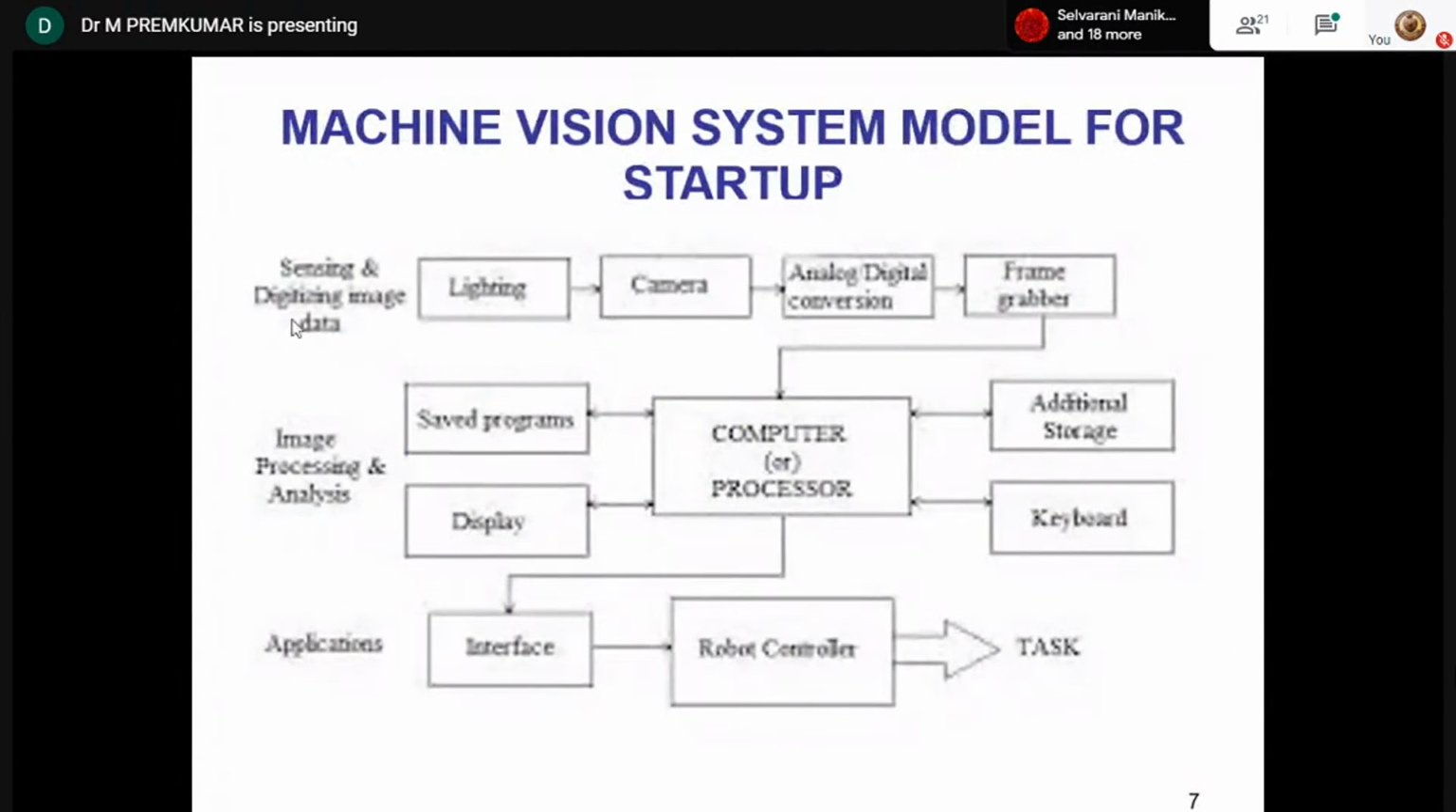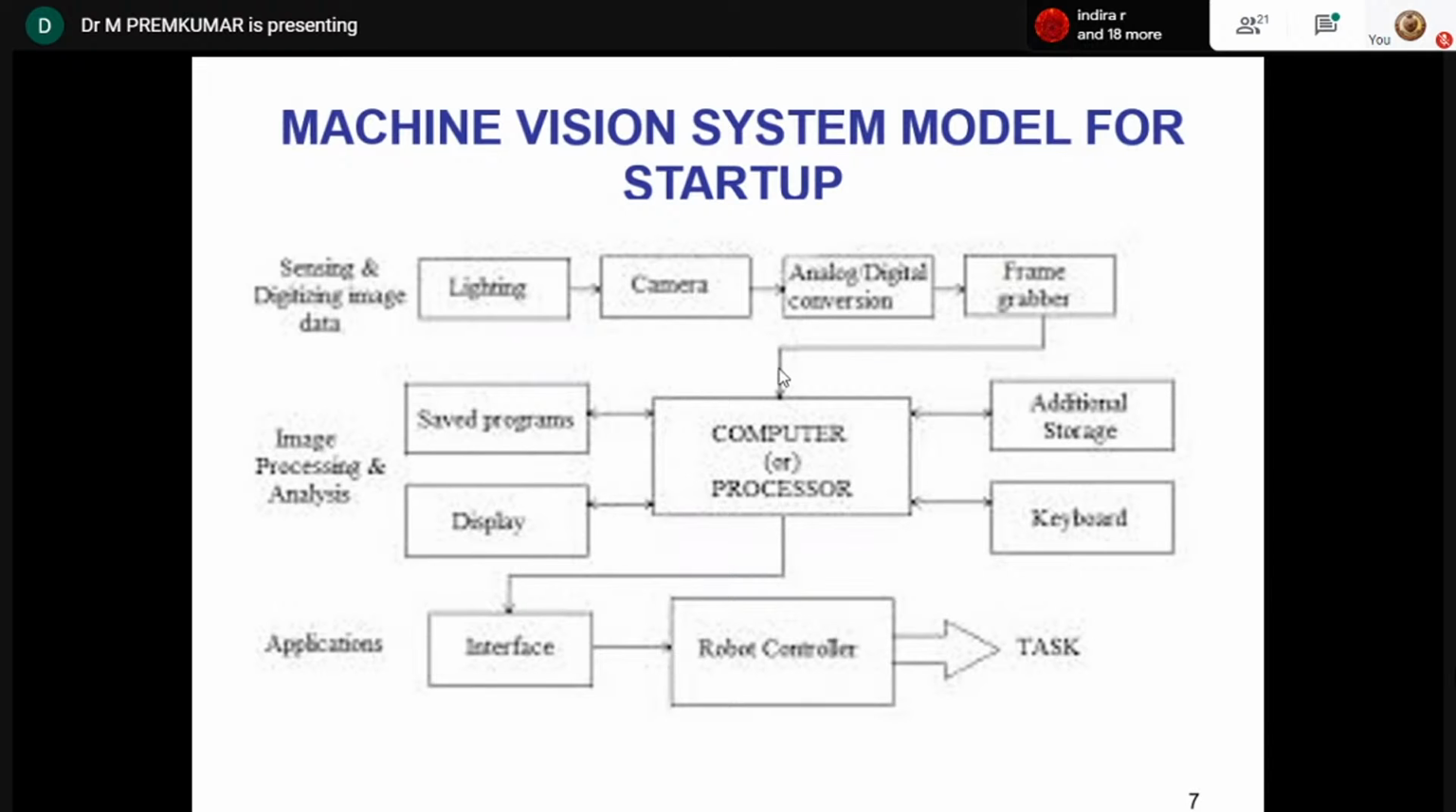So we'll see this machine vision system model for a startup. You have the camera, where the image is captured, and then it is sent to the AD converter. In the AD converter you have sampling, quantizer and encoder, and it is sent to the frame grabber, where the data is broken up into a number of frames.